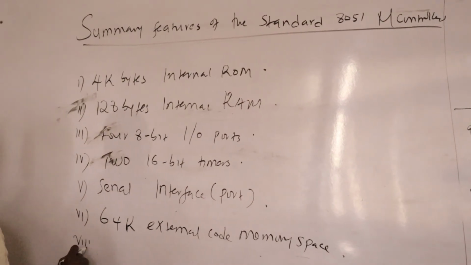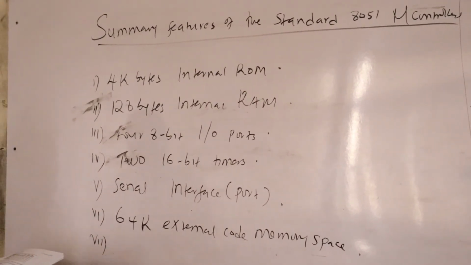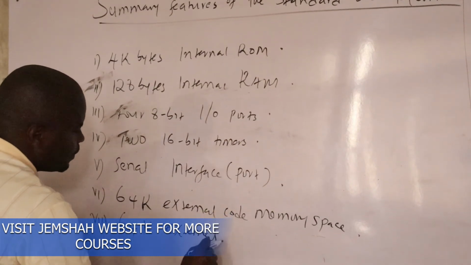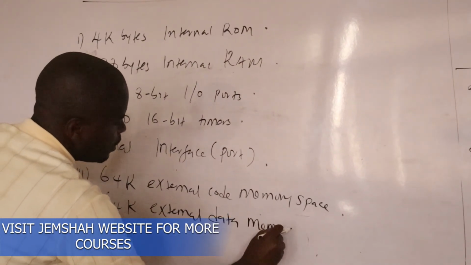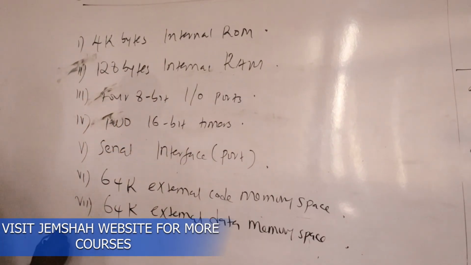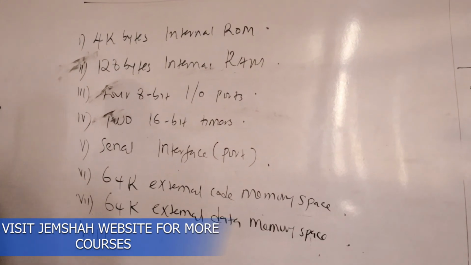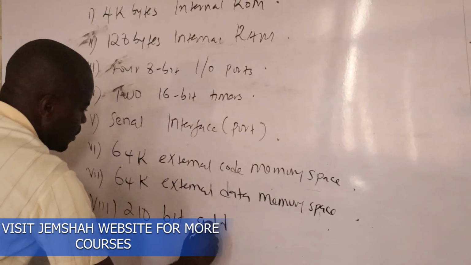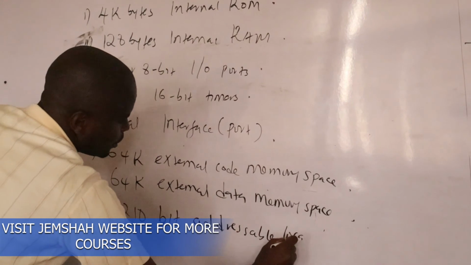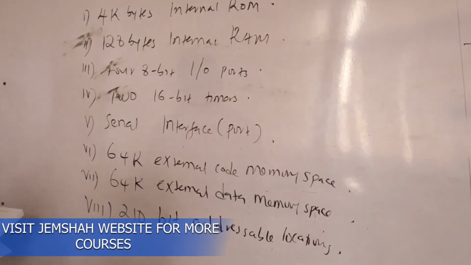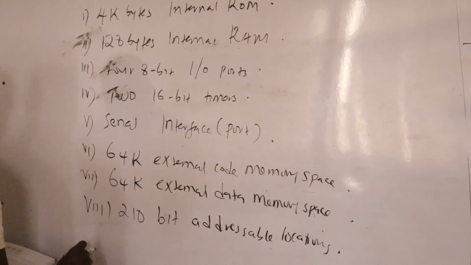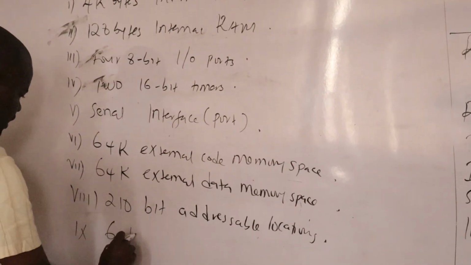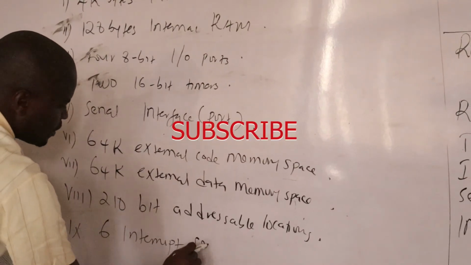Then we can also have what we call 64K external data memory space. Then from there we have another feature, which is 210 bit-addressable locations. And also we can talk of 6 interrupt sources.